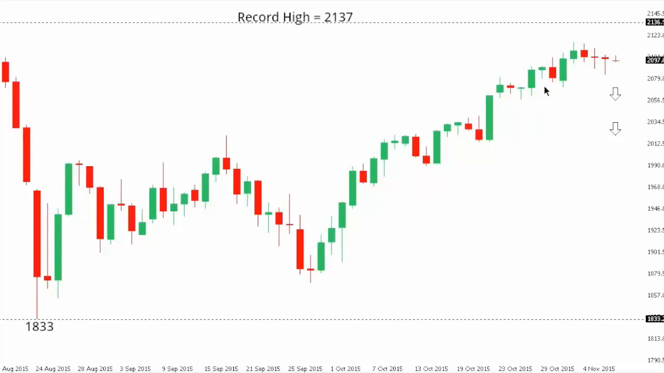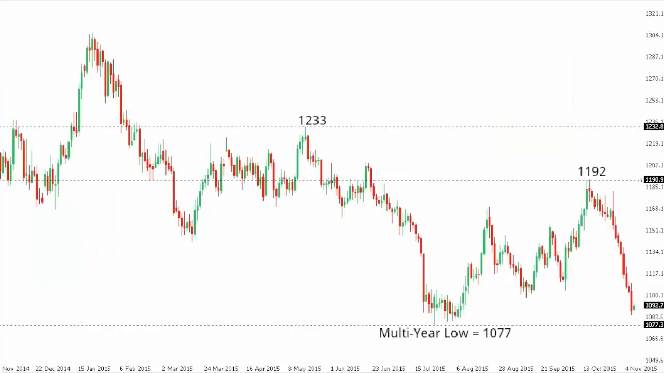SPX 500. So the S&P 500 has put in an impressive recovery rally since that extreme August low at 1833, with the market extending all the way back to just within 1% of the record high from May at 2137. The market has shown signs of exhaustion in recent trade, although we need to see a break back below 2070 to confirm and take the immediate pressure off the topside. Otherwise, the focus remains on a retest of that 2137 record high from May.